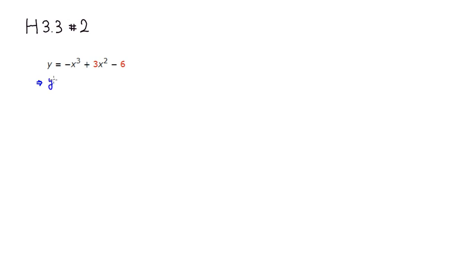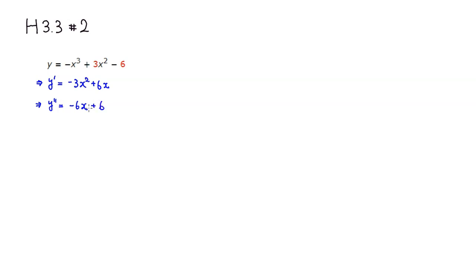So y prime is going to be equal to, I put 3 in front, so it's going to be negative 3, and then you subtract 1 from the power, so you have x squared. Put 2 in front, 3 was already there, so that's 3 times 2, which is 6, and x to the first power. The derivative of negative 6 is 0, since negative 6 is a constant. All right, so take another derivative. So y double prime is equal to 2 times negative 3, which is negative 6, and subtract 1 from the power, so you have x. The derivative of 6x is 6.